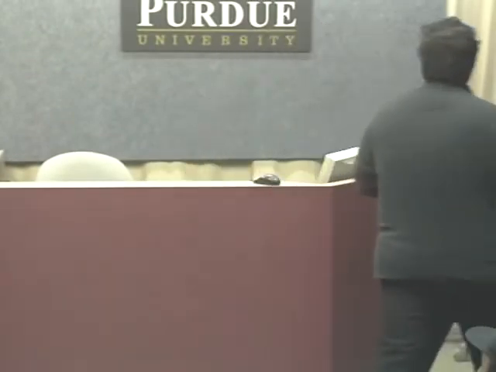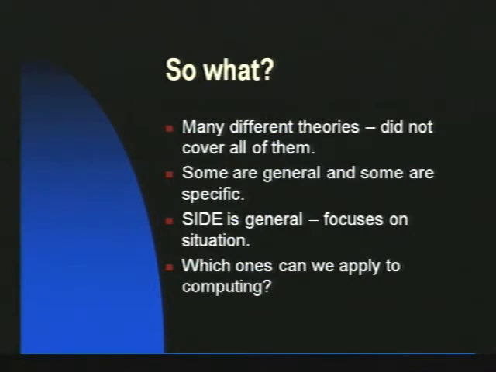So how many theories did we see right now? 5? 4? Enough, right? So what do we see? We see many theories, right? Some of them are general, some are more specific. The SIDE is general, but it focuses mostly on the situation you're placed in. So which ones can we apply to computing? Who knows the answer? You can pretty much apply all of them to computing, right?